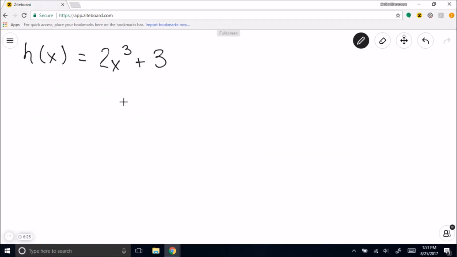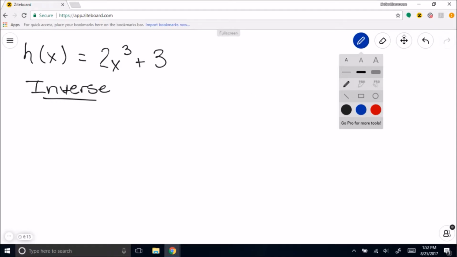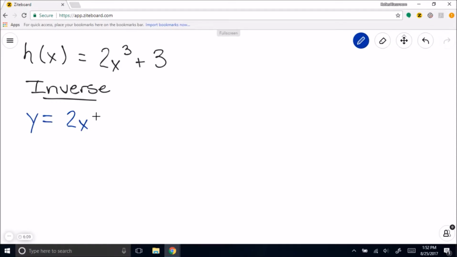Here is our second example. h of x equals 2x to the third plus 3. And again, I want to find the inverse equation. So just like last time, I'm going to go ahead and think of that h of x as a y and switch places with my y and x. So this is going to say x equals 2y cubed plus 3. And now I'm going to start solving for y.